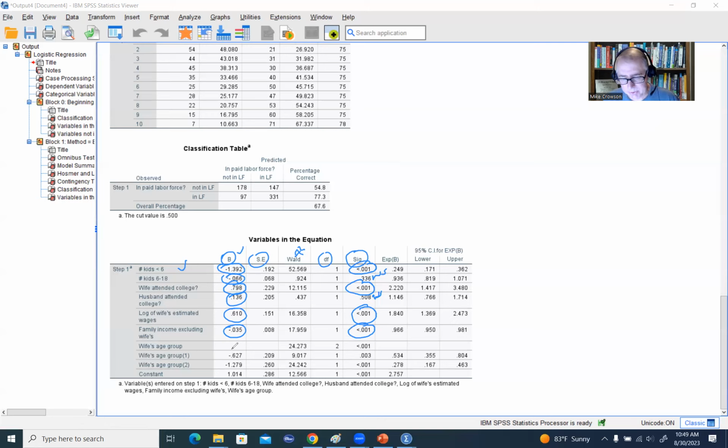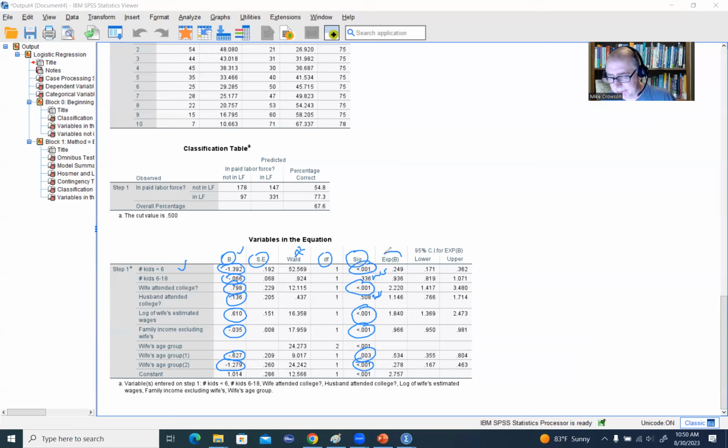Then you have the wife's age group. The reference category was 30 to 39. So we have a comparison between the 40 to 49 group and the 30 to 39 group. And you can see that slope is negative, and you can see it's statistically significant. So basically, women falling into the category of 40 to 49 were less likely to be in the labor force than women in the 30 to 39 category. And then the same basic idea is at play here with respect to the comparison between the 50 plus women and those between 30 and 39. You can see that is statistically significant.